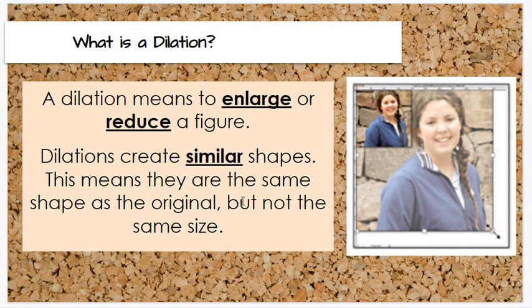That means that they're the same shape as the original, but not the same size. So dilation is the only transformation that creates a similar figure, whereas the other three that we've learned so far, translations, rotations, and reflections, create a congruent figure that is exactly the same size and shape, just maybe a different orientation, or a mirrored image, or it's turned.